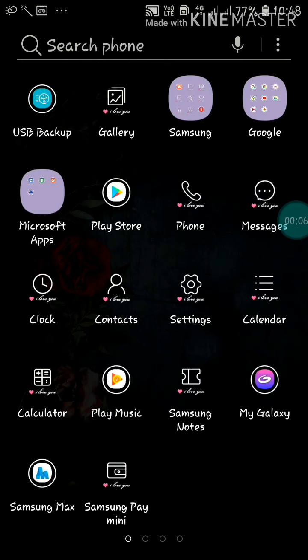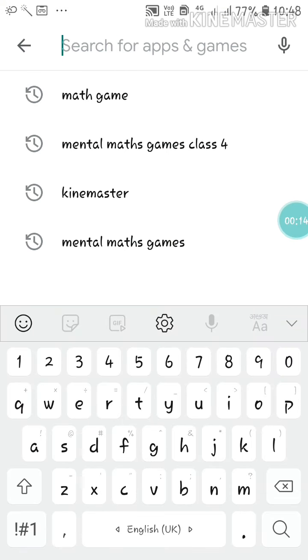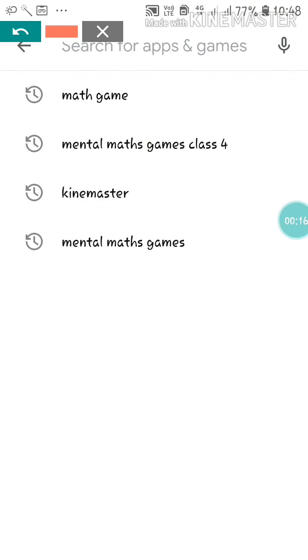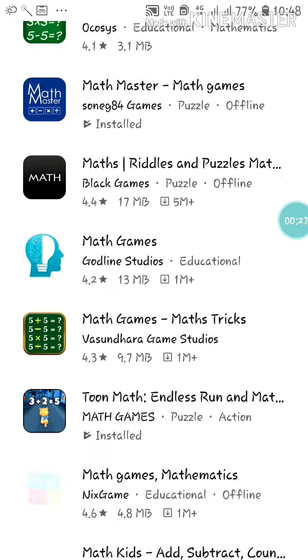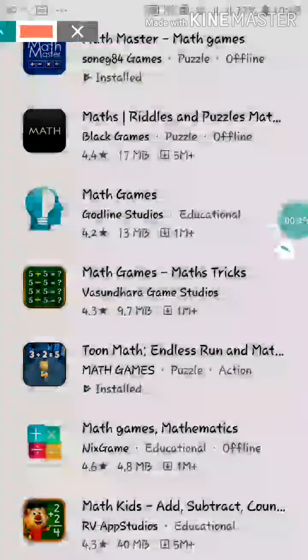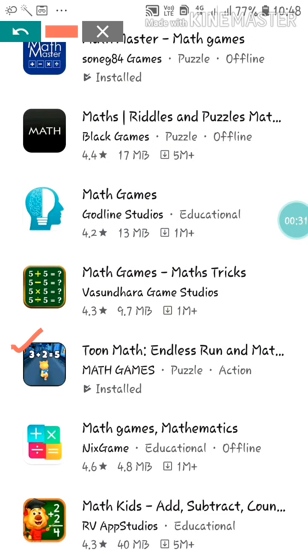To download the game, you have to go to Play Store at first. After going to Play Store, you have to search here, math game. In the search option, you have to write math game. After that, when you click the math game, you will get many apps here. After that, you have to go to this one, Toon Math, Endless Run and Math.